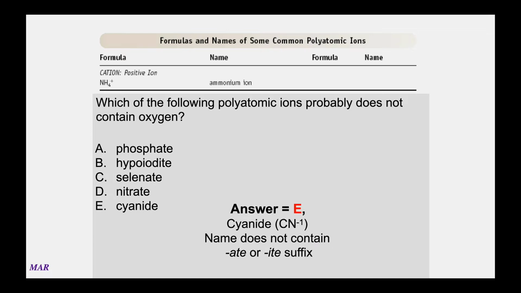So like we talked about earlier, cyanide is CN-1. There's no oxygen in it. So again, often an "-ate" or "-ite" ending or suffix indicates oxygen. Phosphate is phosphorus with oxygen. Hypoiodite is an iodine, I atom, with oxygen. Selenate is selenium. Nitrate would have nitrogen, but cyanide does not have any oxygen, no "-ate" or "-ite" ending.